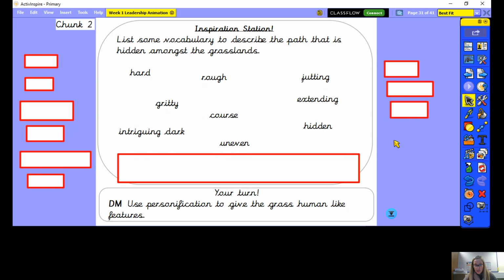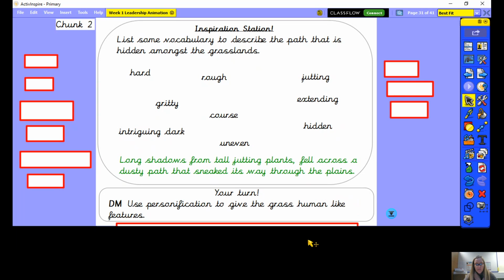My sentence that I've written now for chunk 2 is long shadows from tall jutting plants fell across a dusty path that sneaked its way through the plains. Now I want you to have a go at writing chunk 2.